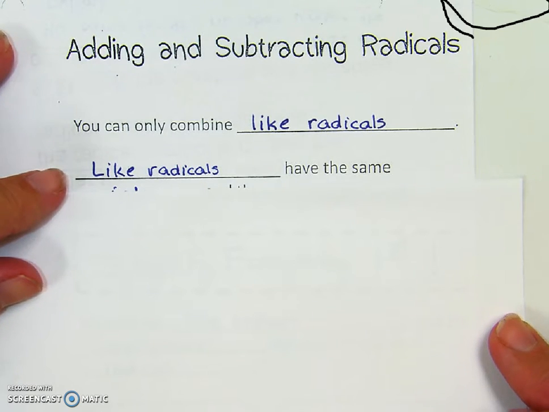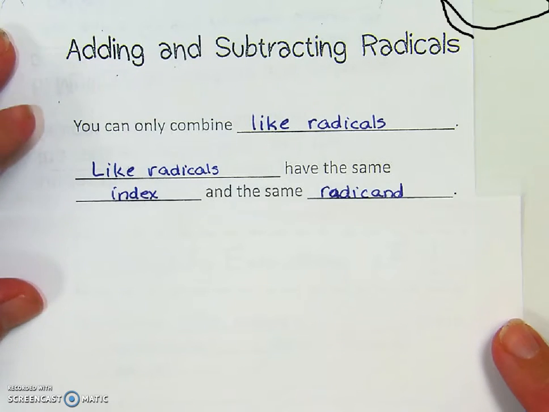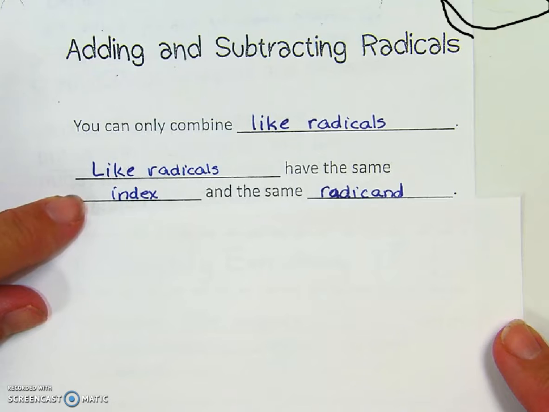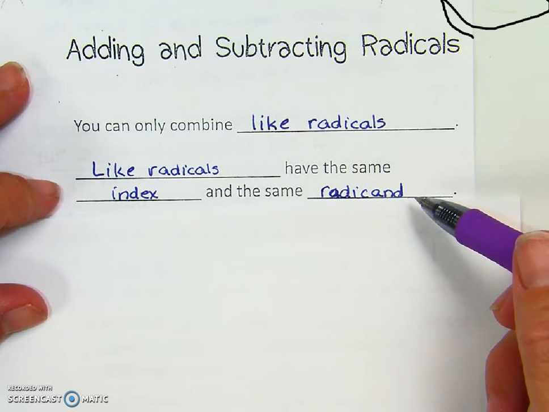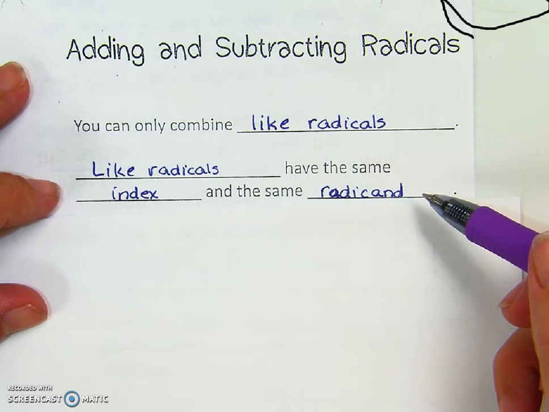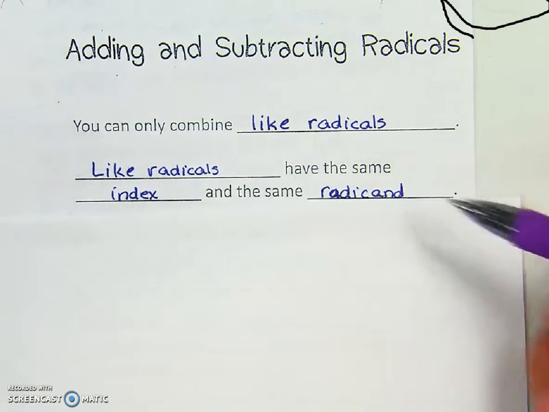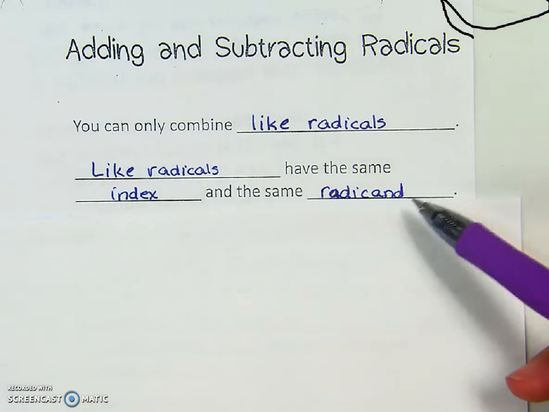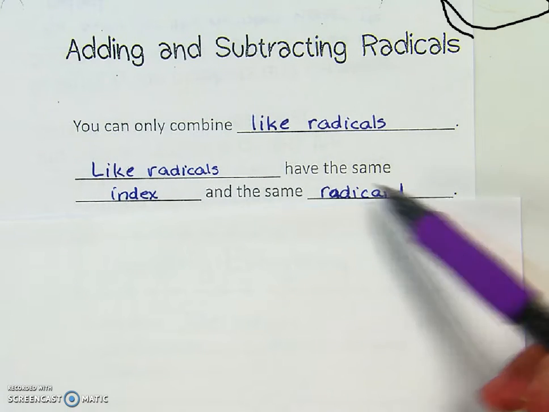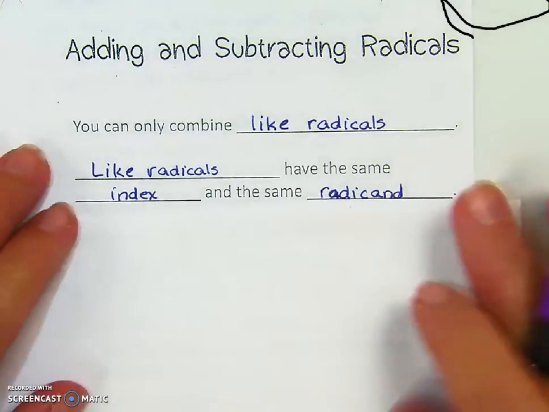Like radicals, go ahead and fill that in. All right, like radicals have the same index and the same radicand. Basically, when you're combining like terms with variables, they have to have the same variable and the same exponent. So when you're doing radicals, you have to have the same radicand and the same index. So it works the same way.